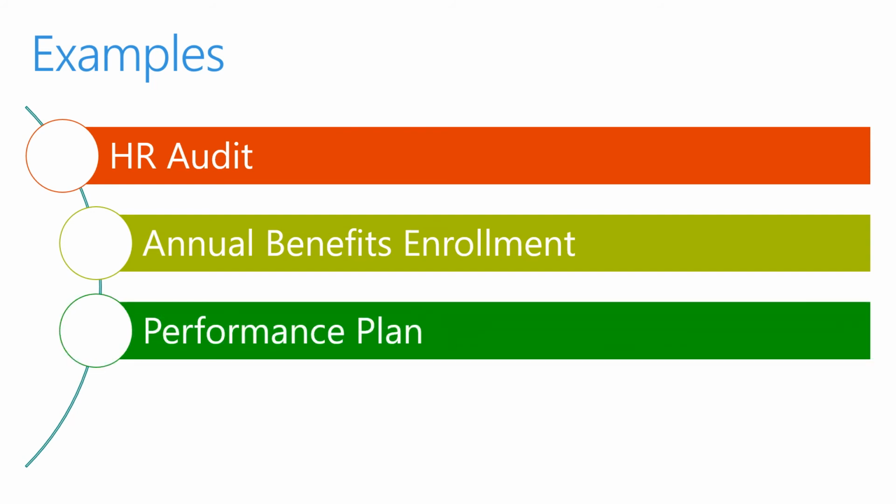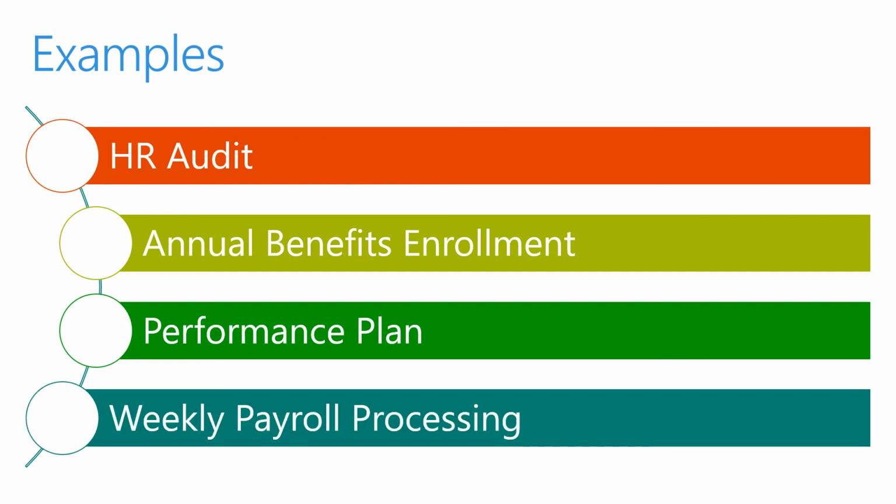Another example of how you might use the business processes feature is for performance plans. Let's say, for example, you have a worker who is not performing to the expectations that you set forth in your goals. You could use a performance plan in the business process to outline the specific tasks that the worker needs to take action on in order to improve their performance.